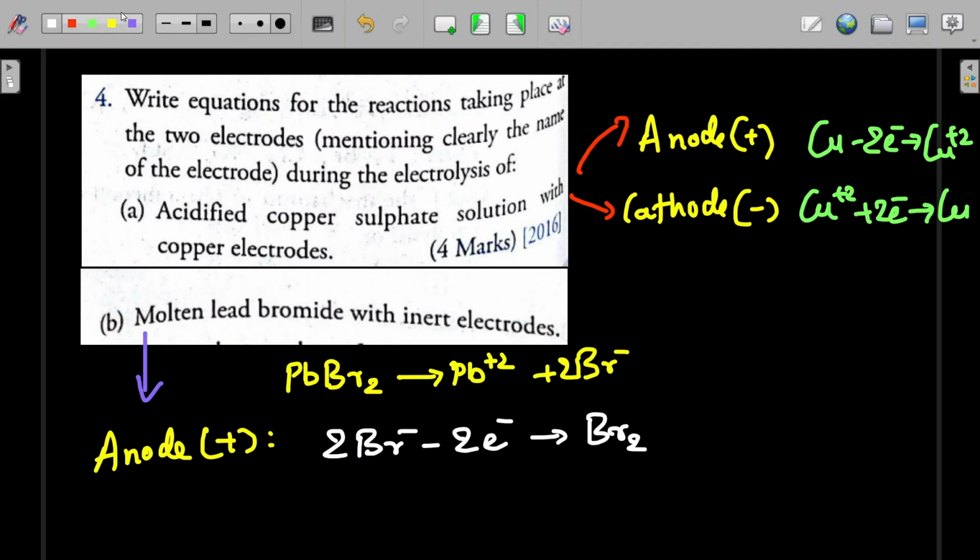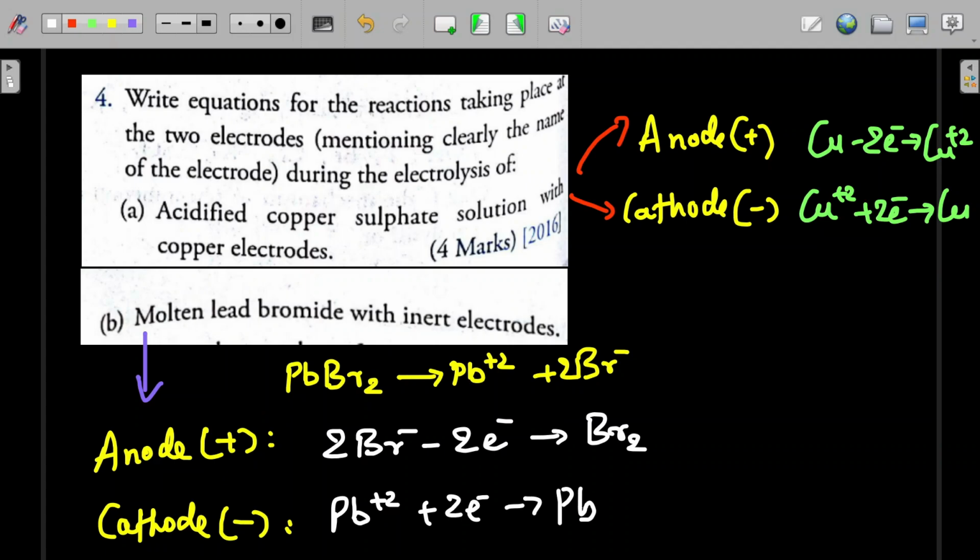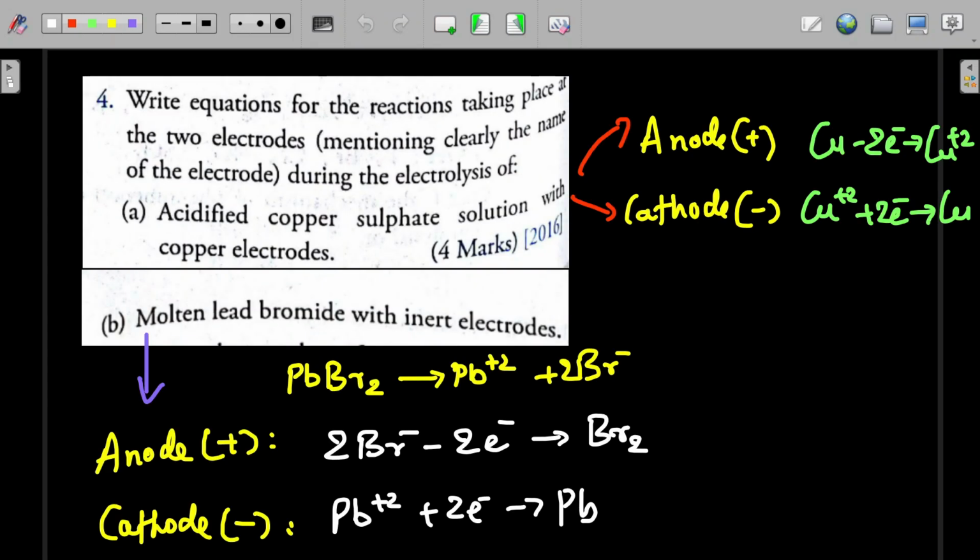Okay. So here, cathode reaction, what will happen? Pb2+ plus 2 electrons gives Pb. Correct. Okay. Fine. So you people having confusion, keep on practicing this. If you want to avoid the confusion, basically you have to understand the concepts. And if you try to remember, then it's very difficult. You will definitely have confusion.